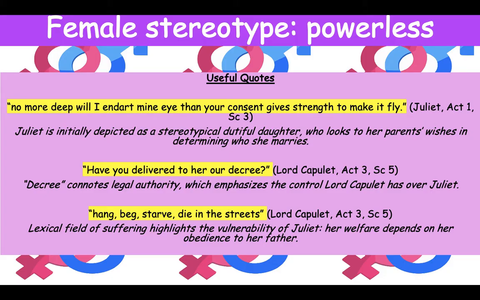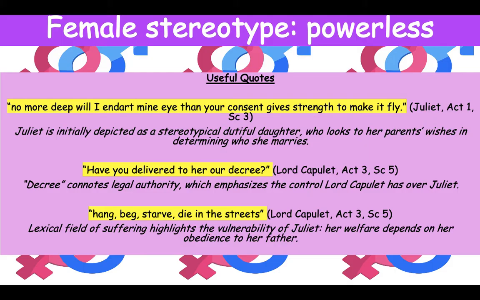The lexical field of suffering highlights the vulnerability of Juliet. Her welfare depends on her obedience to her father, and bear that in mind. The reason why women were so powerless in this society is because they couldn't make a living. They weren't educated. They'd only been prepared for a role as wife. So they were incredibly dependent on their fathers. And so typically they had no choice but to do what their fathers wanted.